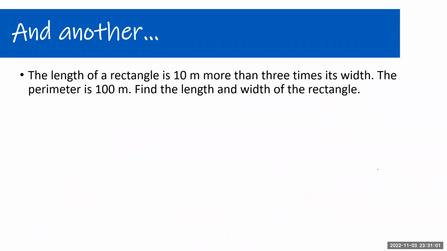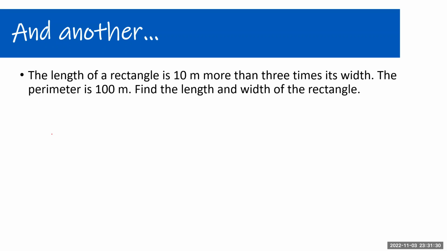Okay, now let's put together a little bit of what we've done in our first unit and what we were doing in our last unit. The length of a rectangle is 10 meters more than 3 times its width. We know that the perimeter is 100 meters. We want to find the length and the width of the rectangle. Now, this one can certainly sound tricky. It's kind of ugly, right? But it's great because we can check our work at the end, and we'll know if we messed up, okay?